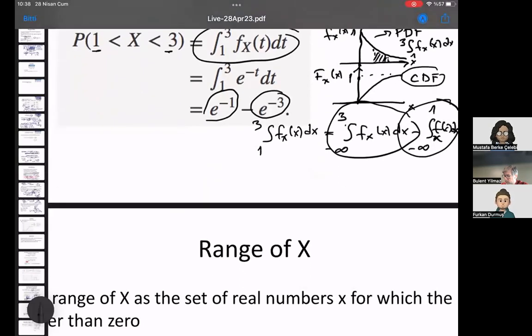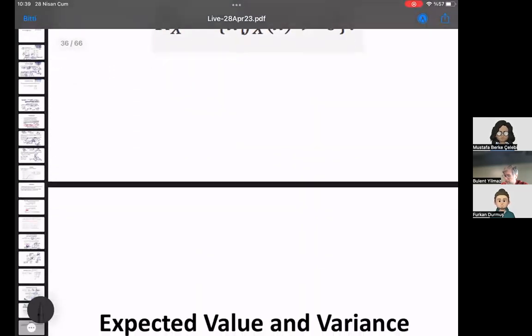Is this clear? Yes, hocam. So let me write once again. If I want to find out the probability, this is the question for you. Probability of x less than 1. Find out the probability of x less than 1. F of x is equal to e to the power minus x if x is greater than 0, and 0 otherwise. What's the probability of x less than 1?